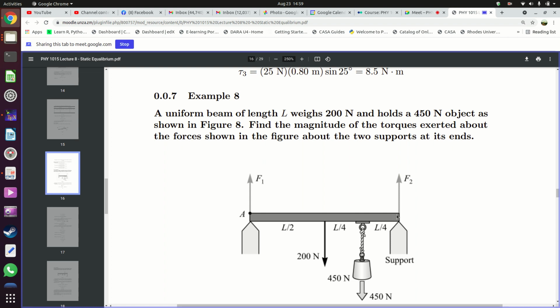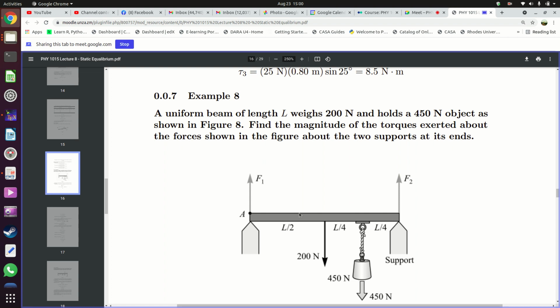If you choose this point here, again, there's only one force passing through it, which is this one. So this force will not produce a torque. So you end up having worked out torque from this side. The distance from here to there, then the angle 90 degrees, then the force, you find the torque. Then the distance from here to there, which is half, then the angle 90 degrees, then the force, you find the torque. Then the distance from here to there, which is a quarter, then the angle 90 degrees, then the force 450.